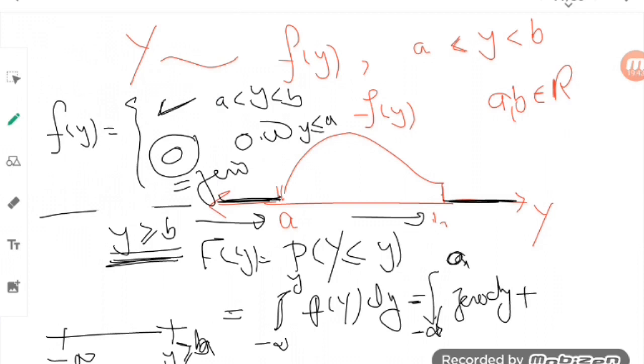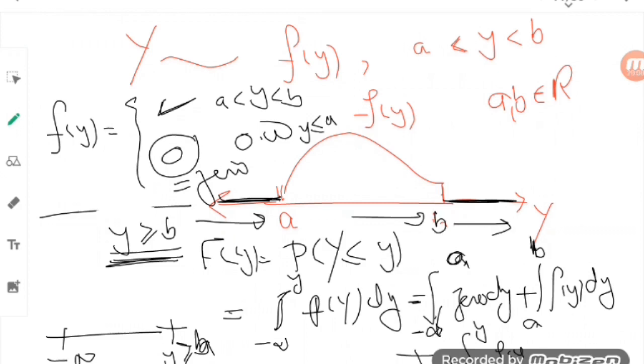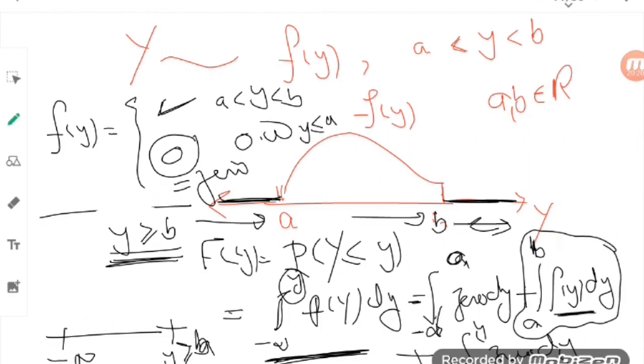Plus from a to b for the PDF, plus from b to y for the PDF. Here the PDF above b is not defined, it's equal to 0. So here again, this is 0. So this CDF, when y tends to b, will at the end be the integration of the PDF over its whole support from a to b, which is 1.